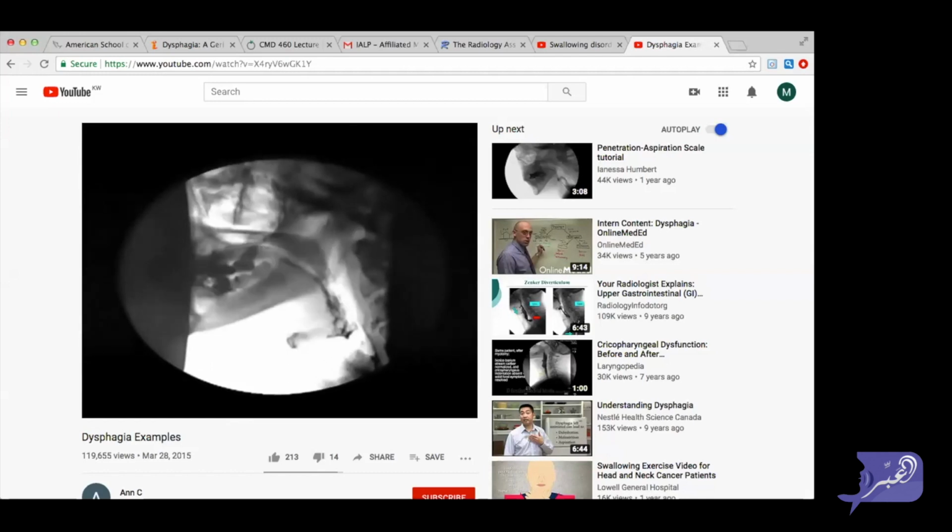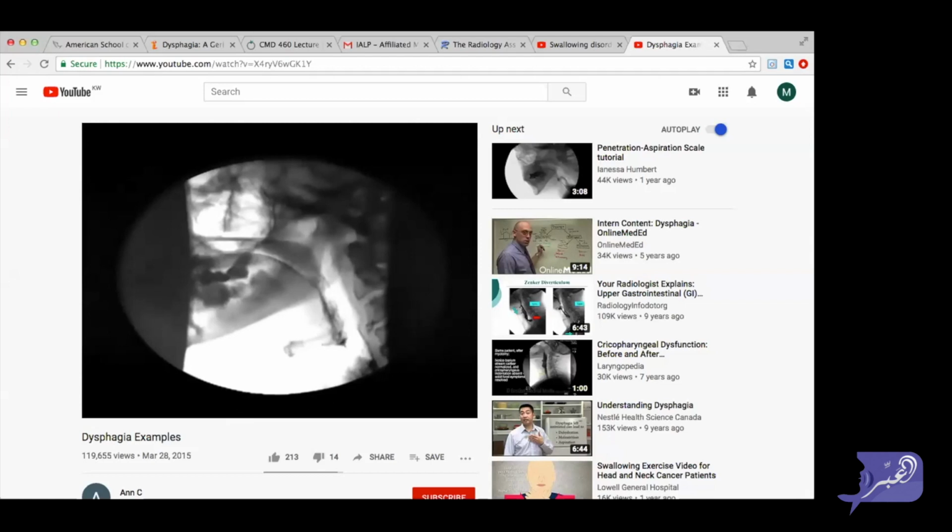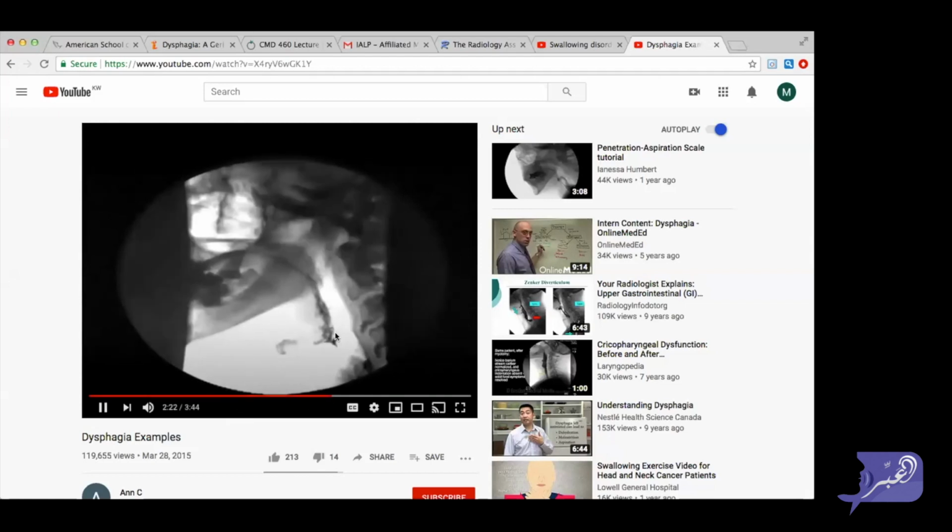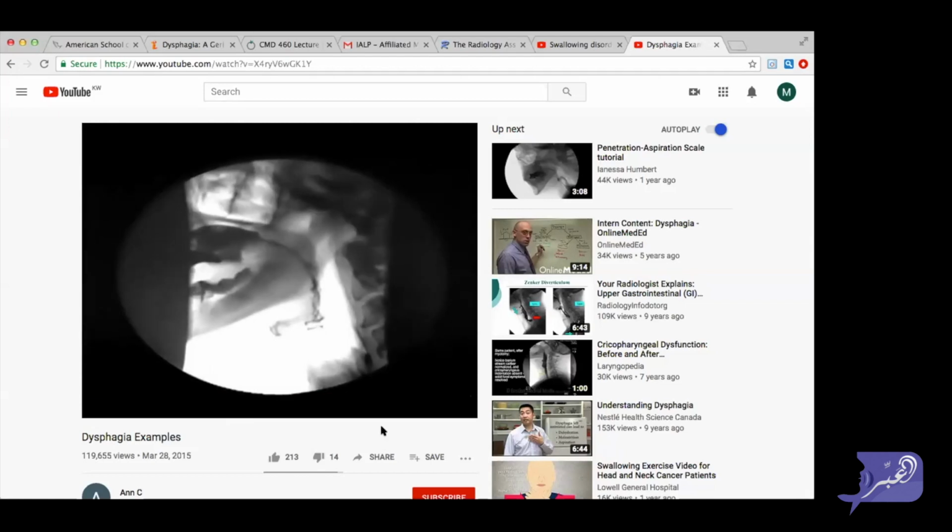Here, notice the chewing and the grinding. That's a solid. There's some residue here. It's collecting at the valleculae, but that's fine so far.